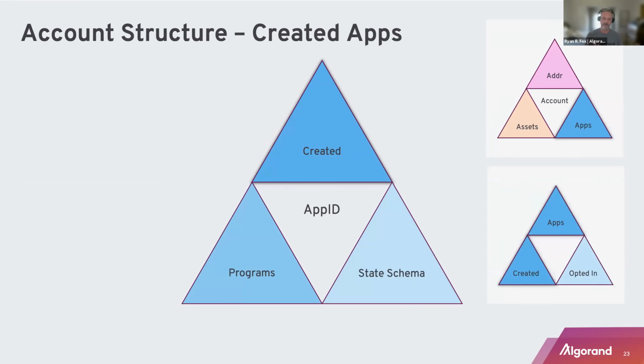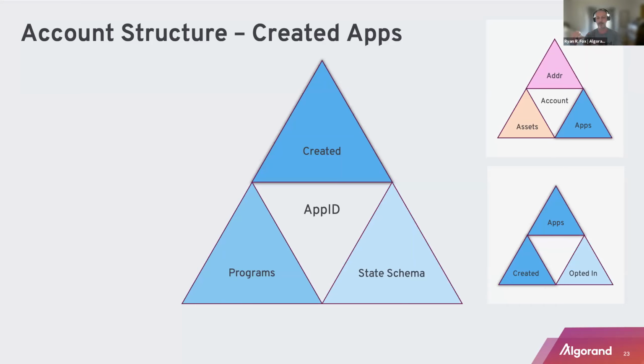On the created side of things, here you are going to create an app ID. This is the identifier for the application that you are creating. And it will have two components. It will have programs and it will have state schema. So generally, what does that mean? When you create an application, you are defining two different programs, and those define how the application will work when it's executed by the blockchain.